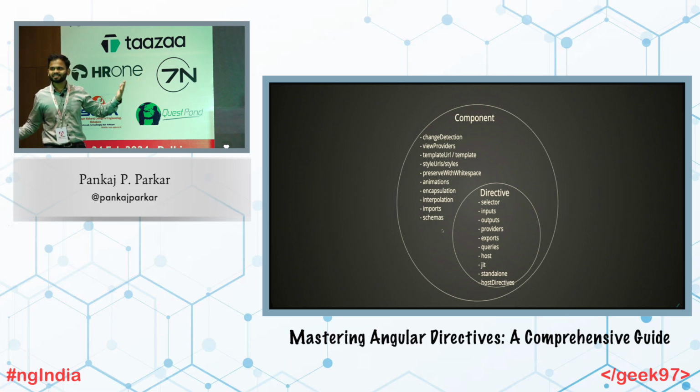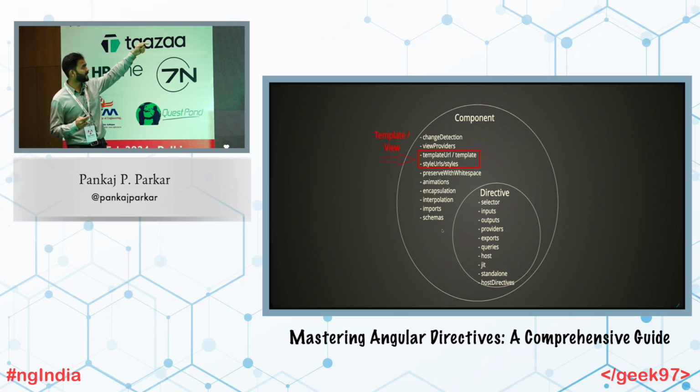Now, what is the differentiating factor? Why does component have so many properties which are different from directives? Any guess? These two properties say something: template and style URL. What do they describe? Basically, they say a component has a template or view.